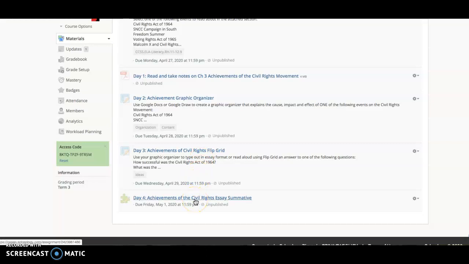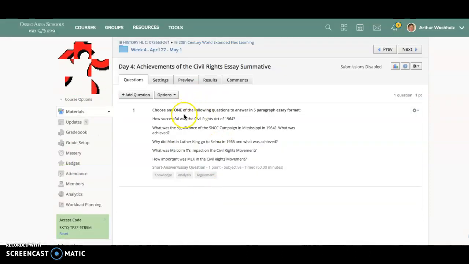This won't open until Thursday, and you have until Friday at midnight. I'm not going to extend it further than into the next week. Be advised that Monday, May 4th is also a non-distance learning day, so there won't be any work on that Monday. Just to give you an idea, you're going to choose one of these and write it as a 5-paragraph essay.